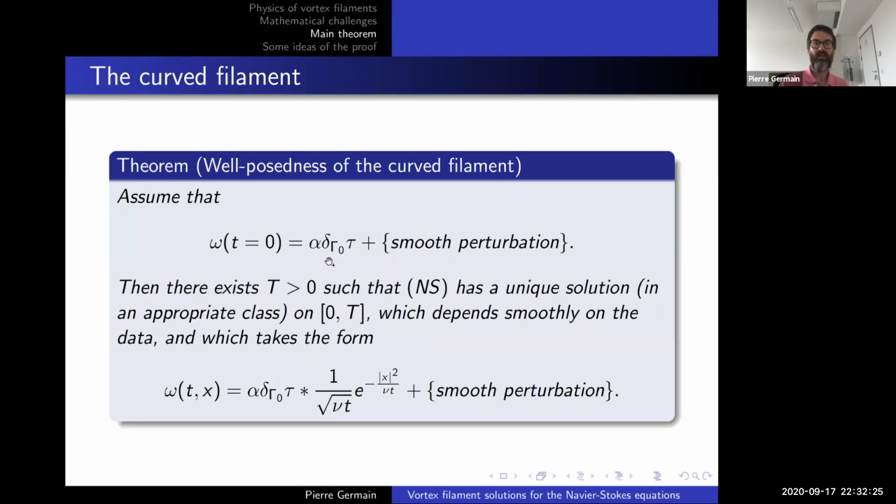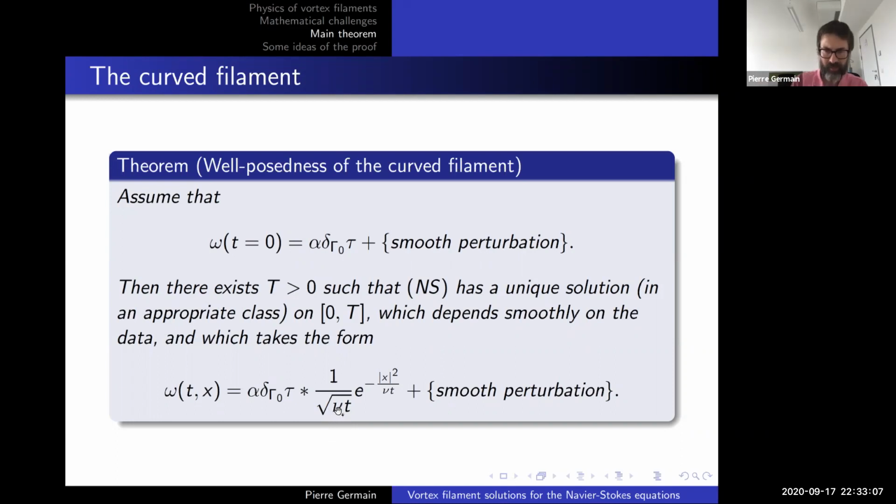And then same thing, you have a local well-posedness result that says that there exists a solution. It depends smoothly on the data, and furthermore, it is unique in an appropriate class. Now, what does this solution look like? Well, like you would expect, that is, the initial filament gets thickened by the heat equation. So you just convolve with the heat kernel.